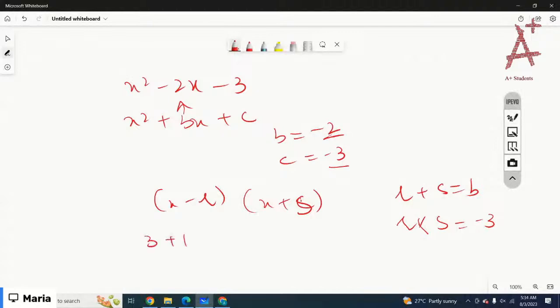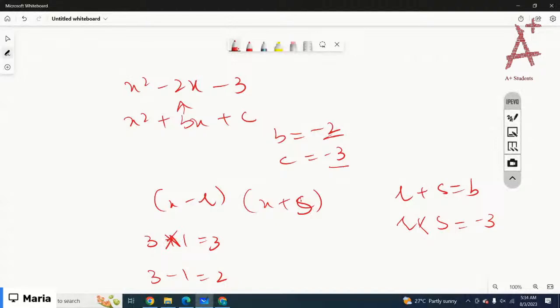3 plus 1 makes 4, 3 times 1 makes 3, right? And 3 minus 1 makes 2. But you have to be careful for the signs. We need negative 3 and negative 2, right?